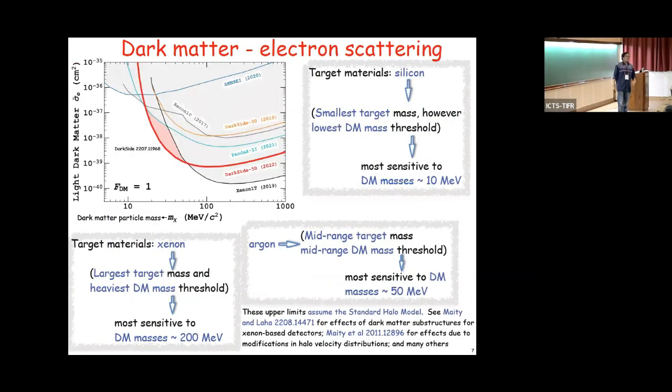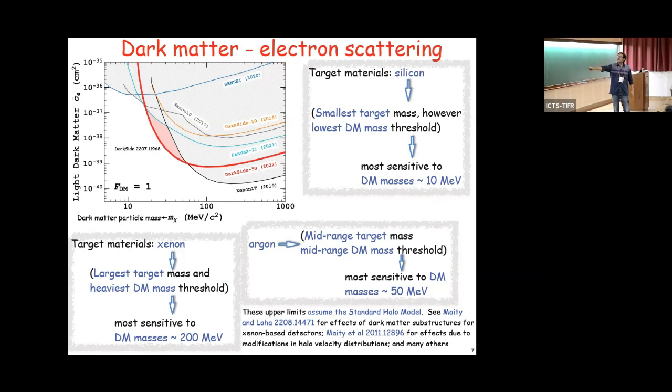So this is what the landscape looks like for dark matter electron scattering, right? In this plot, what is plotted on the x-axis is the dark matter mass in MeV, and what is plotted on the y-axis is the dark matter electron scattering cross-section in centimeter squared. This is for something called FDM equal to 1, which means that there is not much momentum dependence in the scattering. In case you're not familiar with these plots, anything that you see shaded is ruled out, all right?